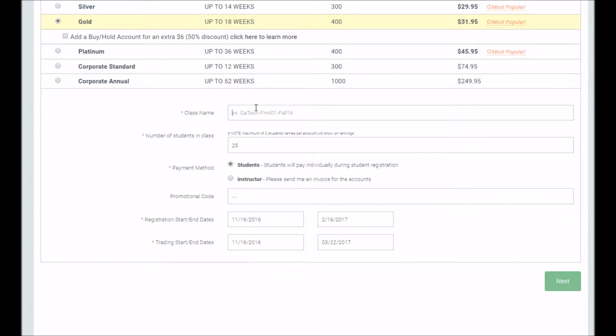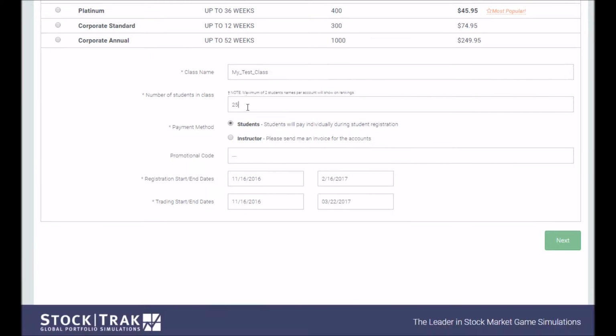Next, give your class a name. You can enter anything in here except spaces or special characters. Next, enter the number of students in your class. We use this for professors mostly who team students up with multiple students per team. This lets us know how many students are actually using the platform regardless of how many accounts are created.